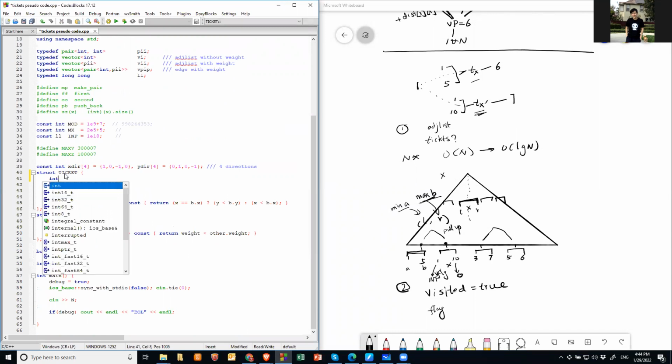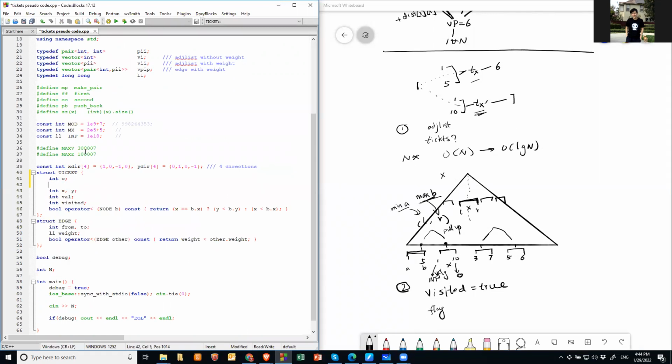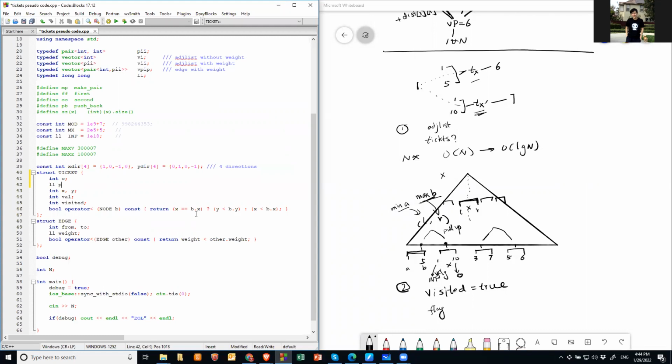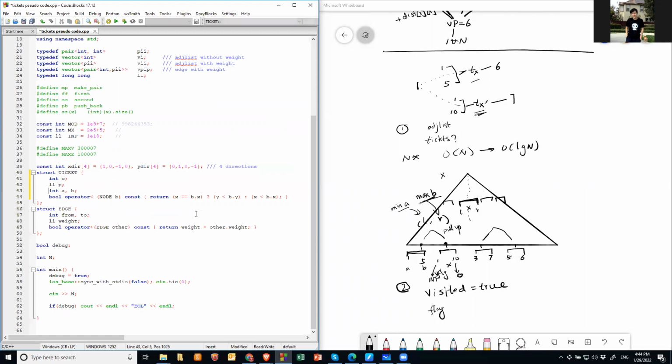Tickets need a checkpoint, and we need a price. Let's see, what is the price? 10 to the power of 9. Just to be safe, let's make it long. Okay, price. And we need a checkpoint, 2 points, from A and B. We need to compare, sorted by A.